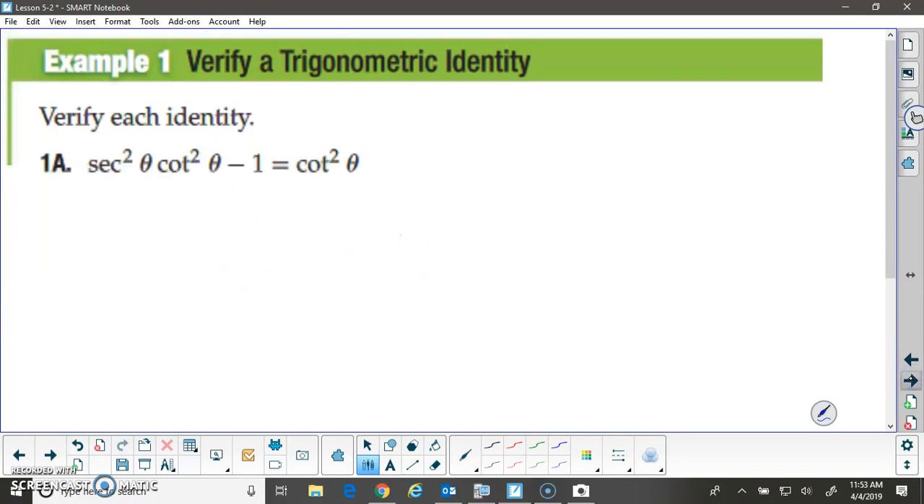Next one. This one will take a little bit different strategy to start the problem. We're not going to use a Pythagorean identity to start. We're going to show that the left side equals the right side. And I'm going to start off by changing things into sines and cosines.